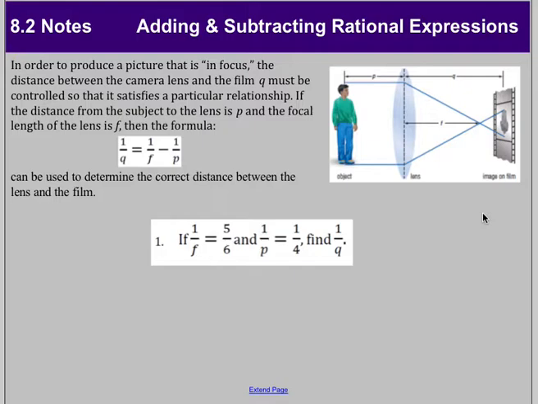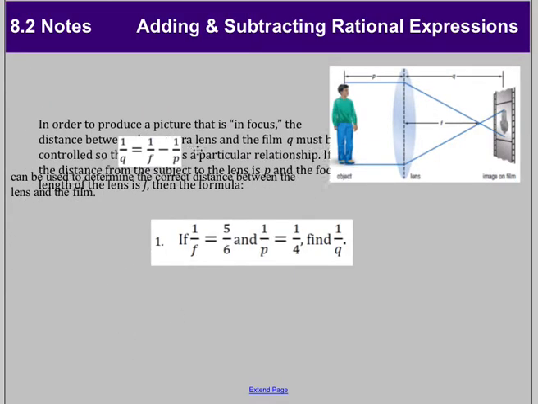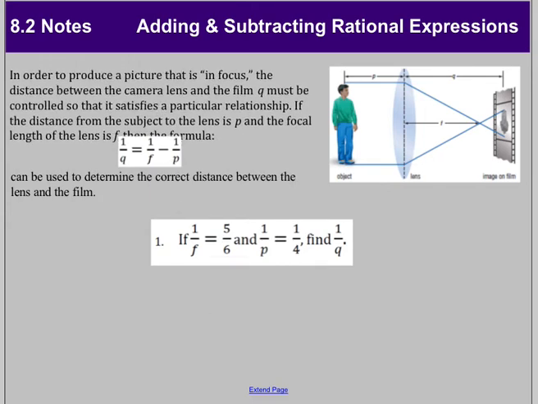So let's go ahead and just start setting that up. We have 1 over f, and we're trying to find 1 over q, so I would just write 1 over q is equal to, now we have 1 over f, so 5/6, minus 1 over p, so 1/4.